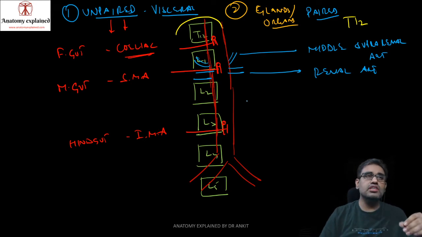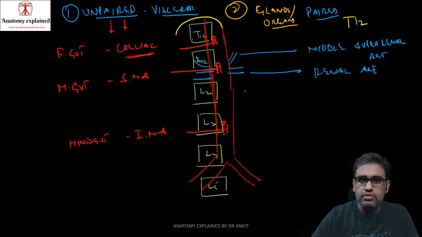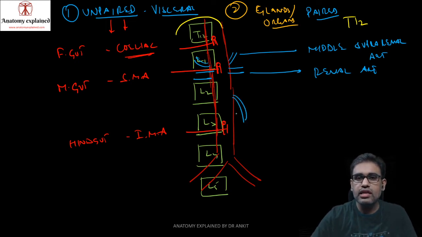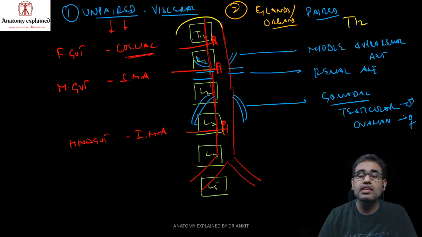Embryologically, the gonads and the urinary system come from the intermediate mesoderm, so the gonads also develop somewhere around here. So around L2, it will give off the gonadal arteries. In males, we call them the testicular arteries. In females, obviously, we call them the ovarian arteries. So these will be the three paired branches going for the gonads or the glands.